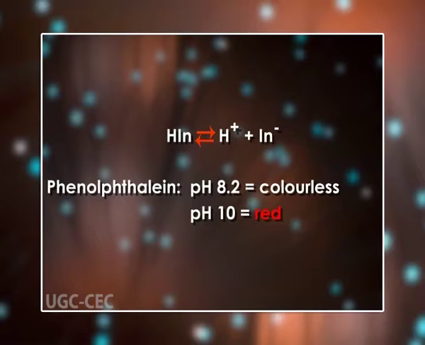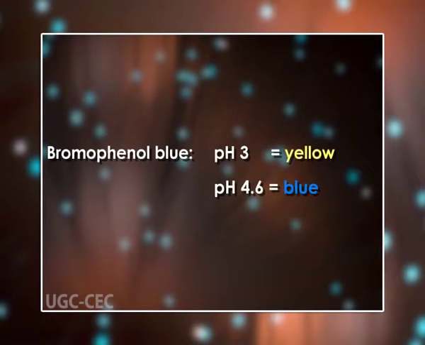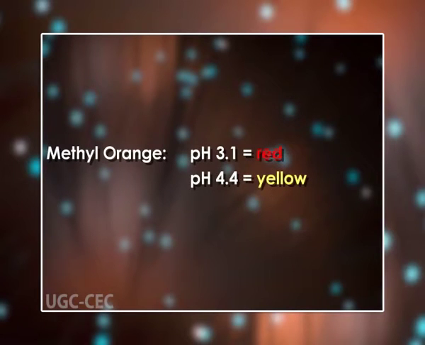For example, phenolphthalein at a pH of 8.2 is colorless, while it is red at a pH of 10. Similarly, bromophenol blue is yellow at a pH of 3 and it is blue at a pH of 4.6. Methyl orange is red at a pH of 3.1 and yellow at pH above 4.4.